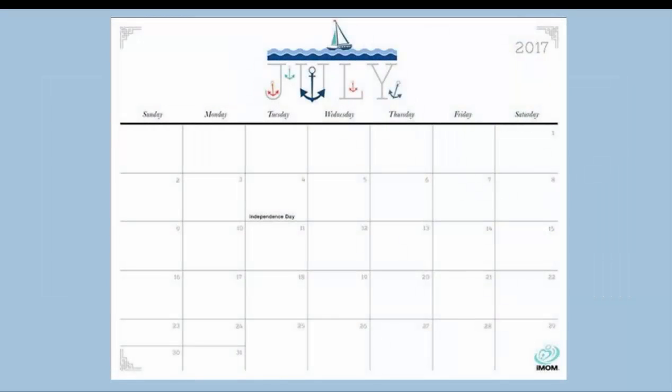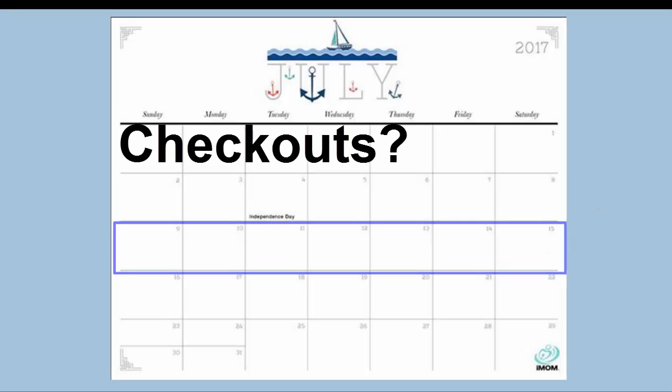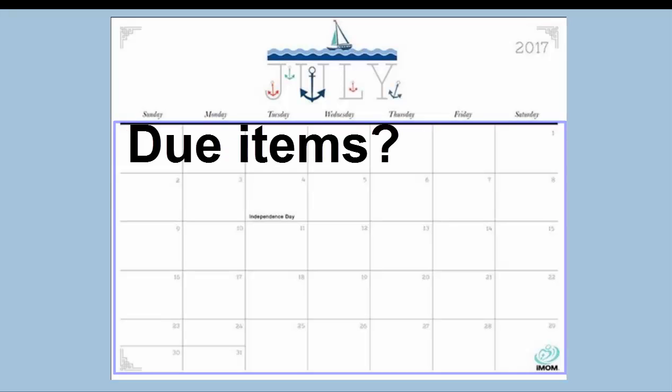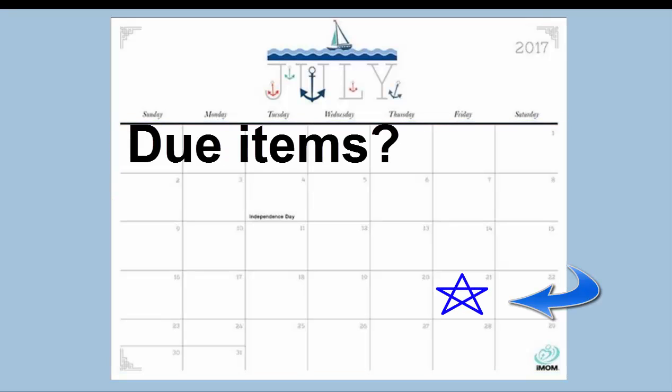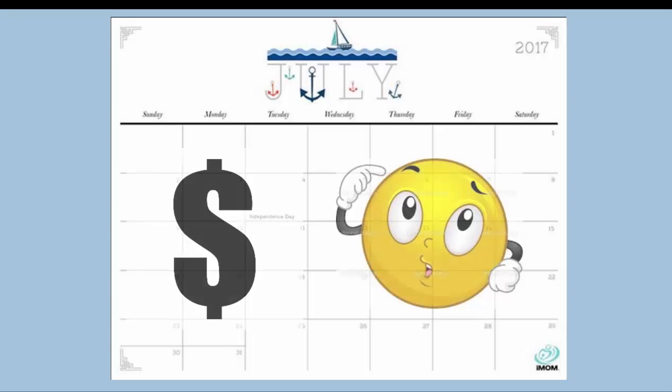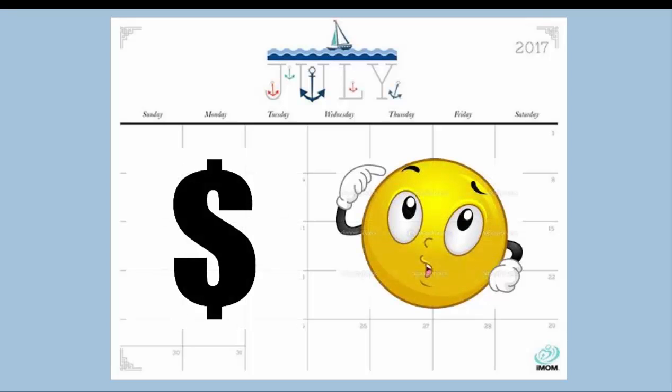Timestamp add allows you to search by relative dates. For example, how many checkouts in the last 7 days? How about the last month? What items were due yesterday? How much money has a selector spent in the last year?